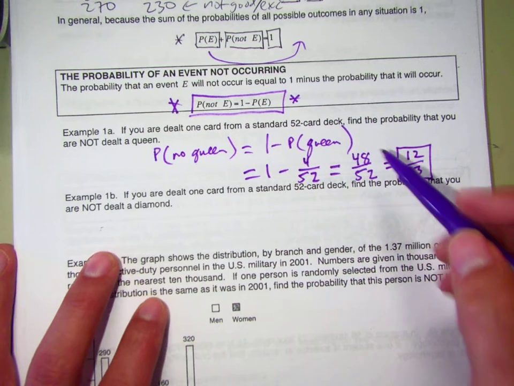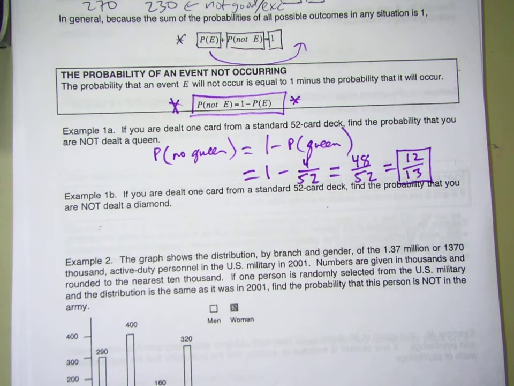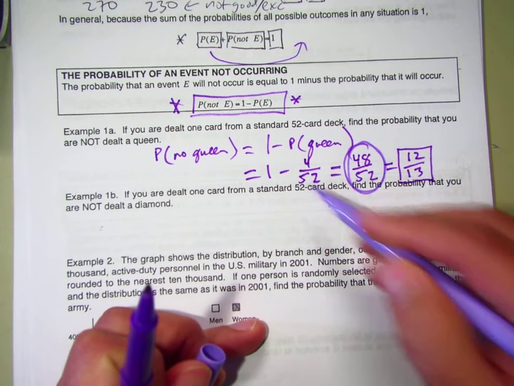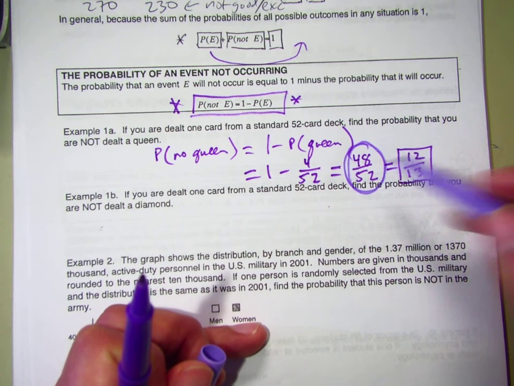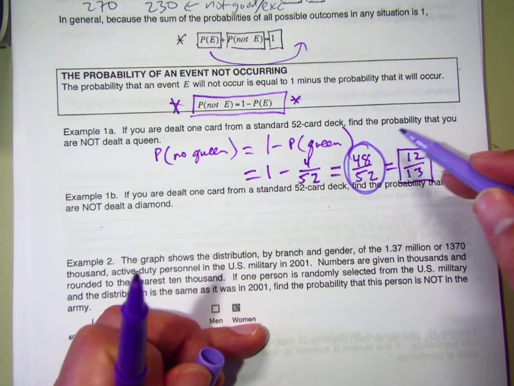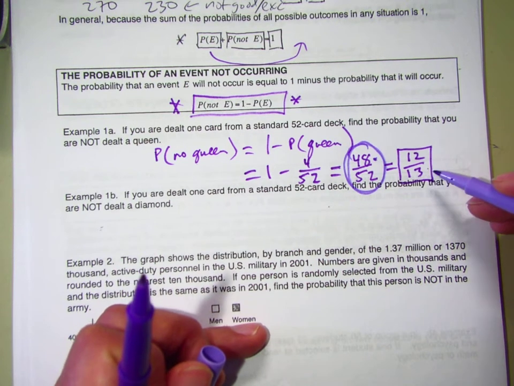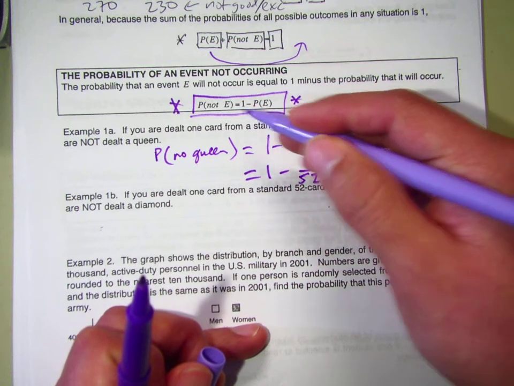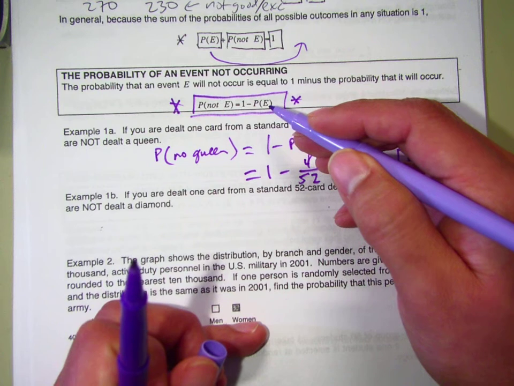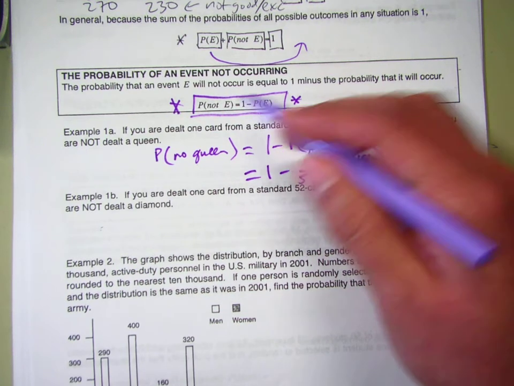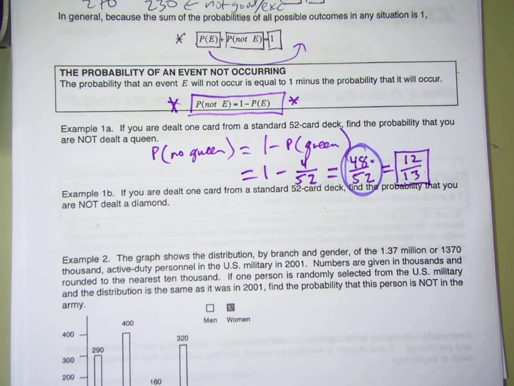Now, you could also have gotten this without really doing this 1 minus business. I mean, if there's 4 queens in the deck, it should be pretty obvious that there's 48 cards in the deck that are not queens. So you could have just gone straight to here to get that. Okay, but it's important that you understand this concept, that you can find the probability of something not happening by just doing 1 minus the probability that it does happen. Okay, because as things get more complicated, this will be much easier than actually finding the probability that it does happen. Okay, 1B, let's do that one.